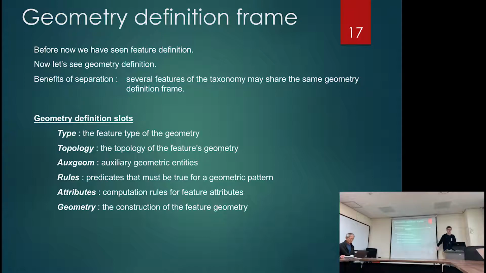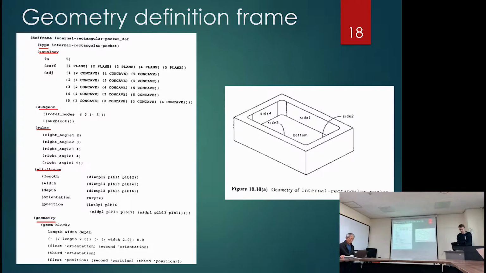Multiple things we have: auxiliary geometry of this geometry that rules this geometry, the attributes, and the actual construct of geometry. For instance, what it would look like if we want to define the geometry of this. We define first the type, topology, etc. You can look if you want more detail.